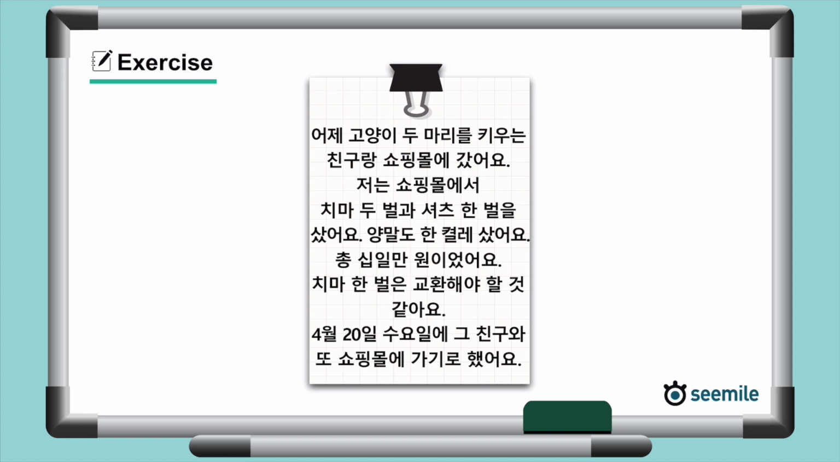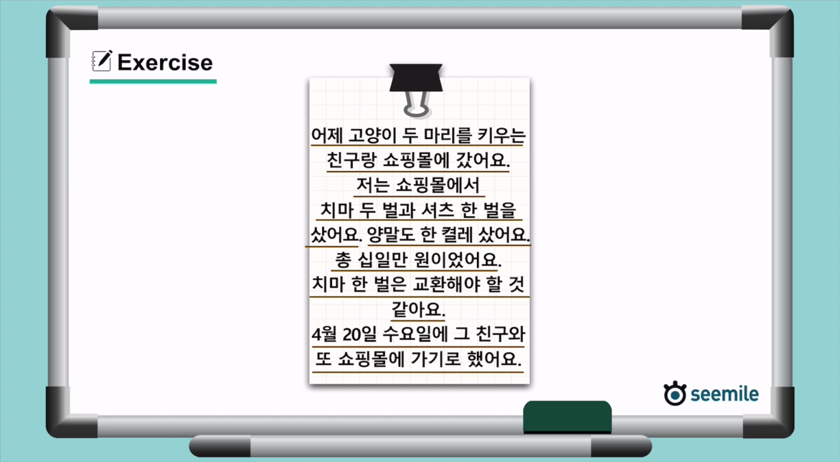Yesterday, I went to a shopping mall near my place and did some shopping. Let me tell you what I did there. 어제 고양이 2마리를 키우는 친구랑 쇼핑몰에 갔어요. 저는 쇼핑몰에서 치마 2벌과 셔츠 1벌을 샀어요. 양말도 한 켤레 샀어요. 총 11만 원이었어요. 치마 1벌은 교환해야 할 것 같아요. 4월 20일 수요일에 그 친구와 또 쇼핑몰에 가기로 했어요.